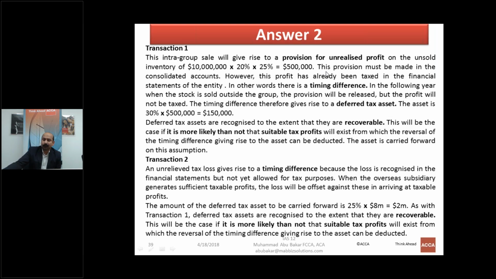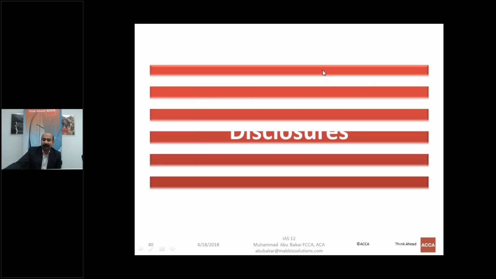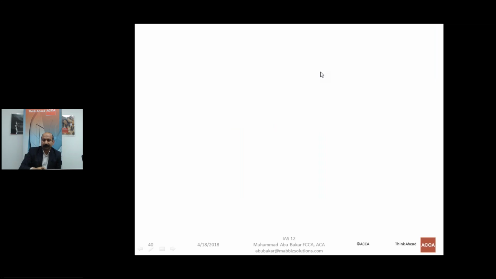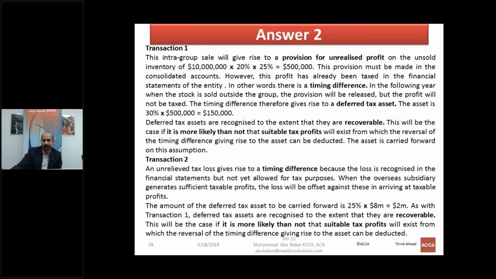This provision must be made in consolidated accounts. However, this profit has already been taxed in the financial statement of the entity. In other words, there is a timing difference. In the following year, when the stock is sold outside the group, the provision will be released, but the profit will not be taxed. The timing difference therefore gives rise to the deferred tax asset. The asset is 30% multiplied by the unrealized profit on stock, which is, in fact, the temporary difference.